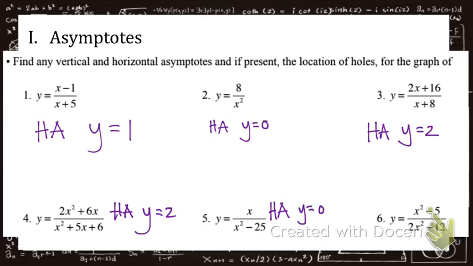And for the last one, I know it's kind of hard to see up here, but the leading coefficient on top is a 2, on bottom it's also a 2, so the leading coefficients when I divide would be 1/2. So horizontal asymptote at 1/2.